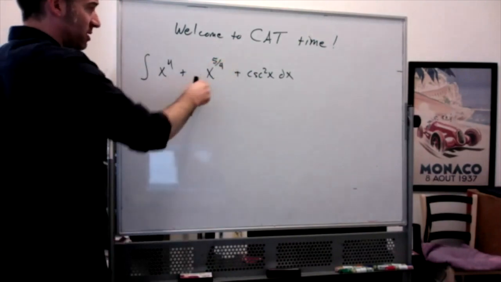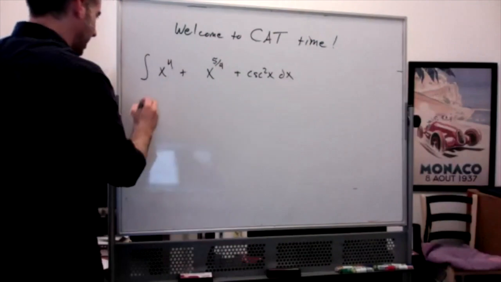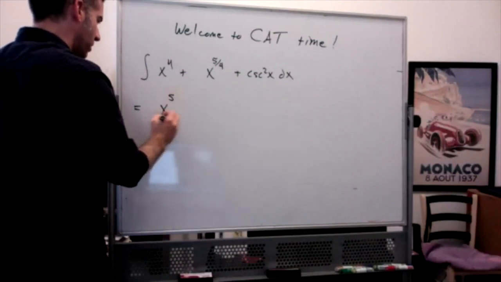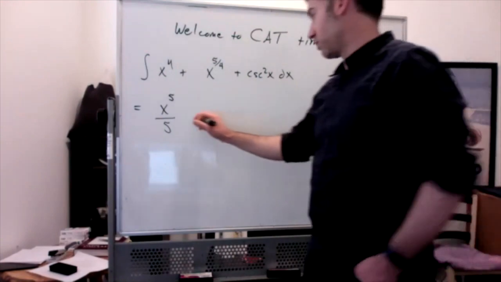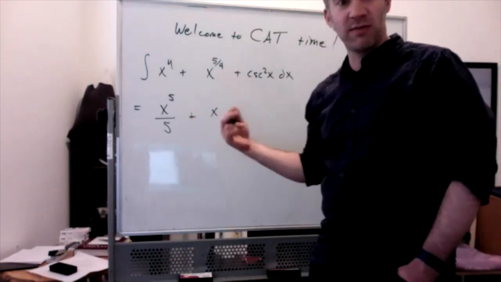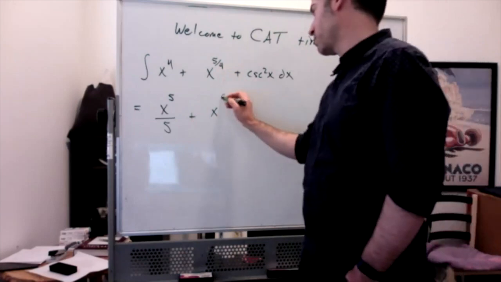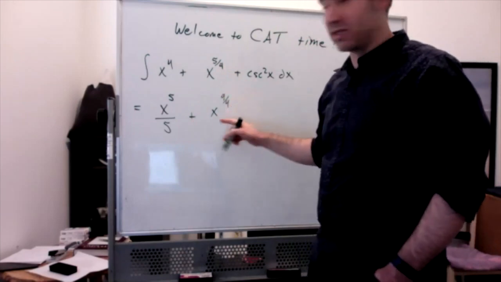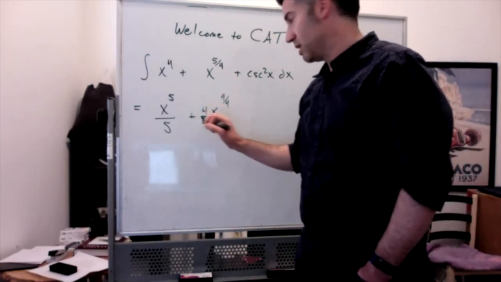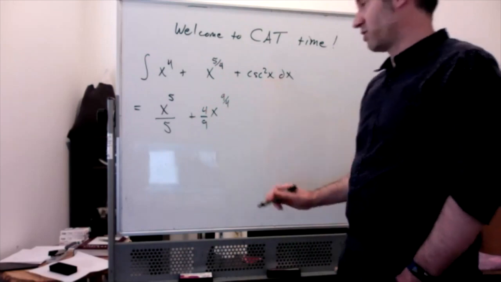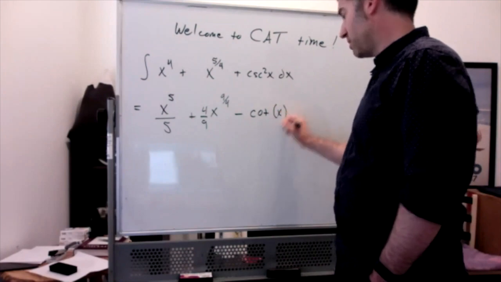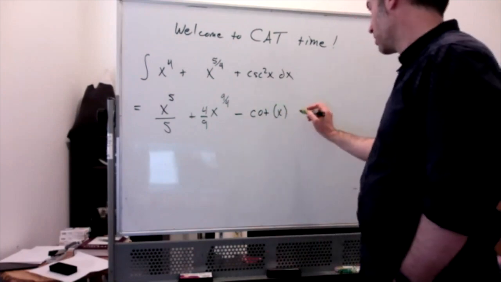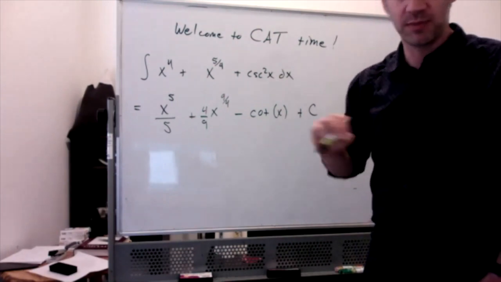So then for these parts, we're just going to use the anti-power rule. The antiderivative of x to the fourth is x to the fifth divided by 5. The antiderivative of x to the 5/4, we're adding 1 to the power and dividing by the new power. So we get x to the 5/4 plus 4/4, which is 9/4. Dividing by 9/4 is equivalent to multiplying by 4/9. And then the antiderivative of cosecant squared is negative cotangent of x, because the derivative of cotangent is negative cosecant squared. Plus c. Gotta have that plus c.